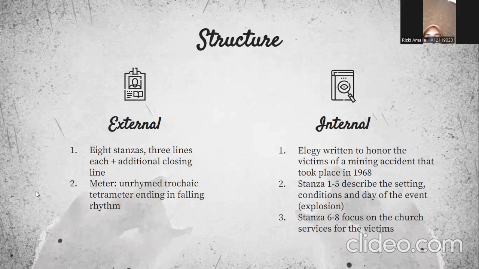The second is stanza 1 to 5, describing the setting, condition, and day of the event, the explosion. The third structure, internal, is stanza 6 to 8, focused on the church services for the victims. That's all from me.